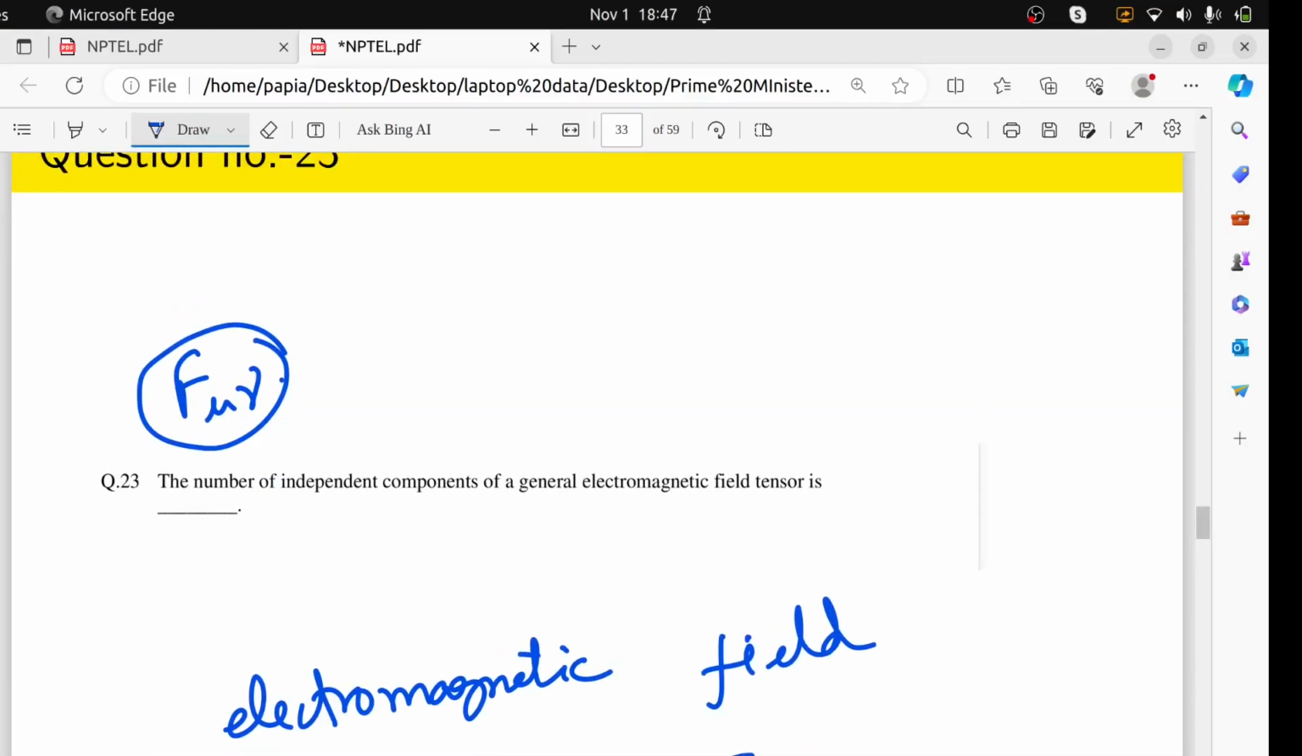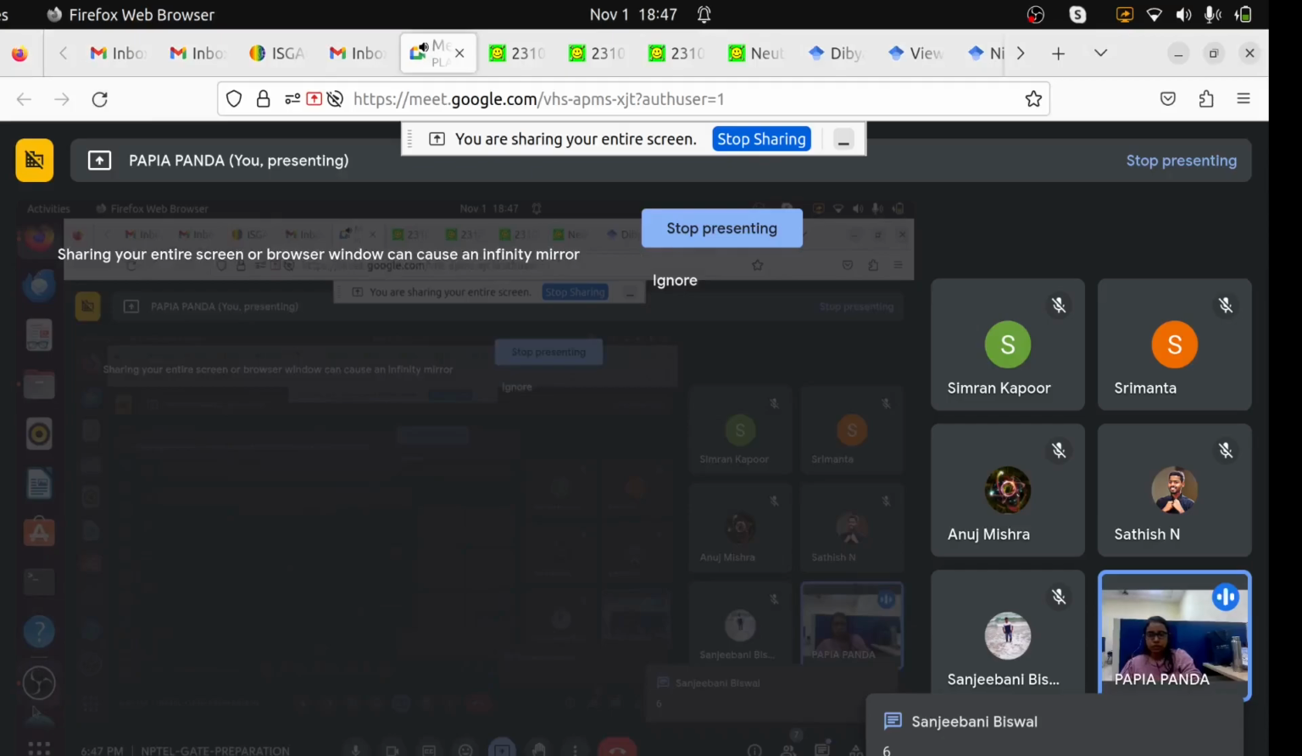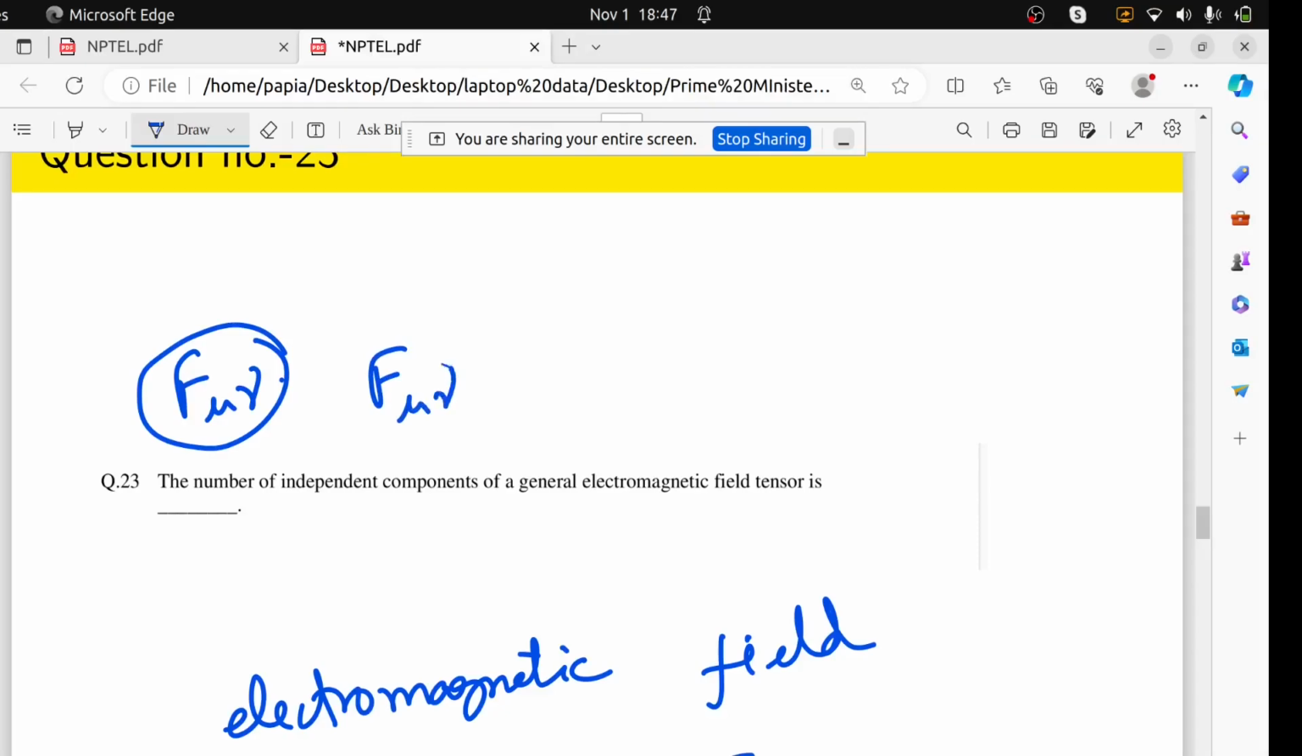They are asking the number of independent components of a general electromagnetic field tensor, right? So as our F mu nu is a function of E and B, how many components are there in E and B?